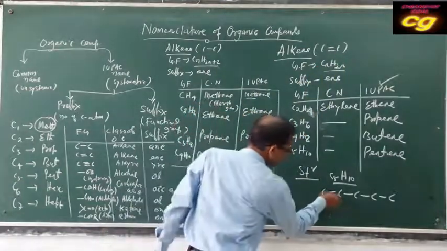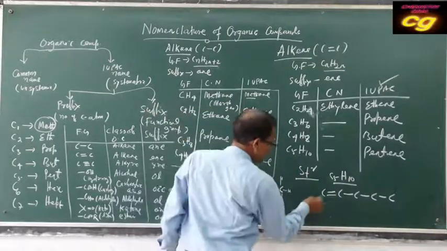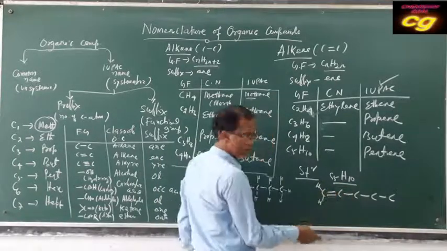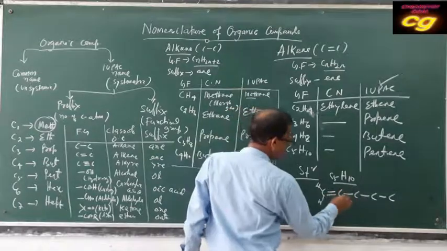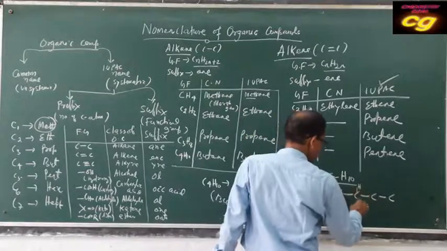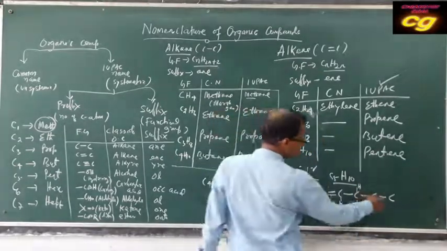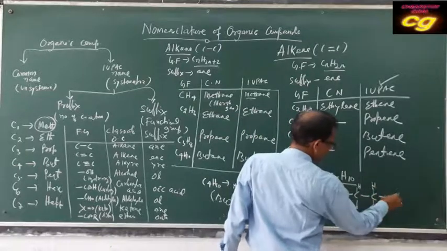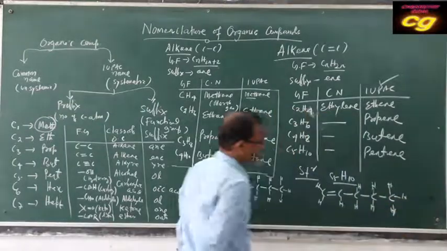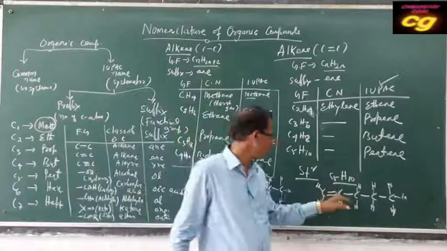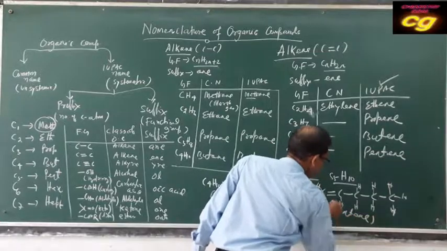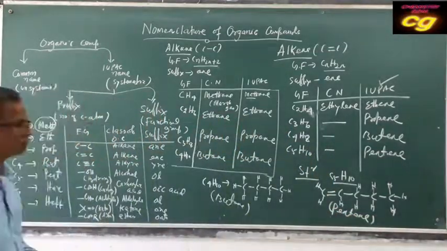Let me take the double bond from the beginning. Then fill up with hydrogen. Here the carbon has 2 bonds, so this is H and this is H. Next it has 3 bonds, left side 2 bonds, right side 1 bond, so it is 1 hydrogen. And here 2 bonds, that is H and H. To satisfy the tetravalency, here 2 bonds, and here a single bond, so H, H, H. So this is the structural formula of pentene. Similarly, we can do for others.